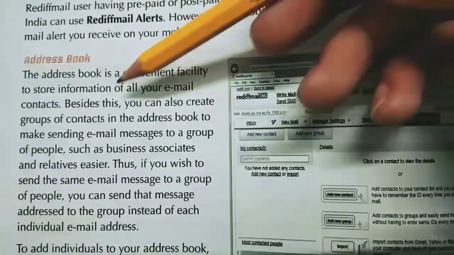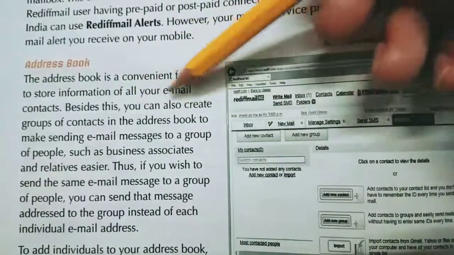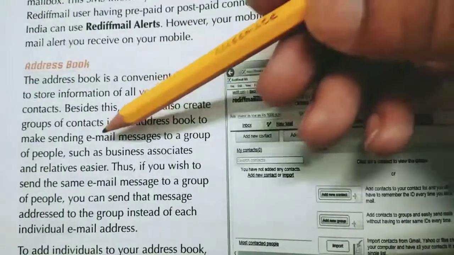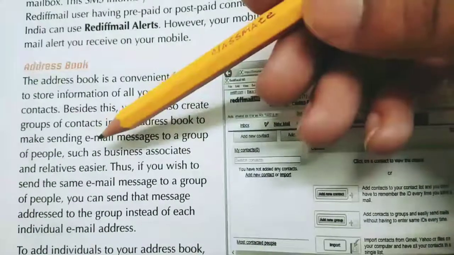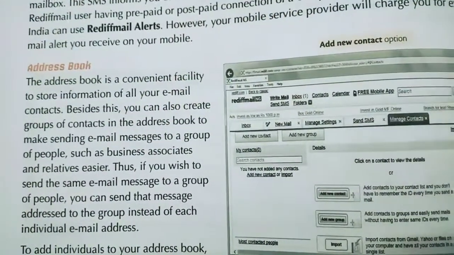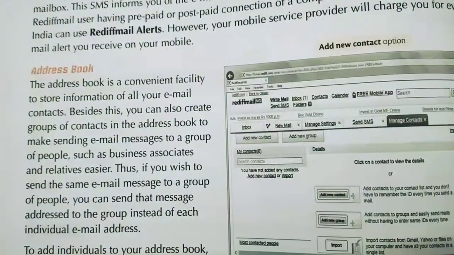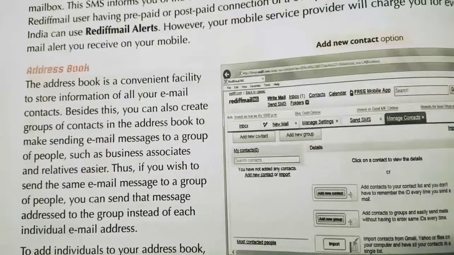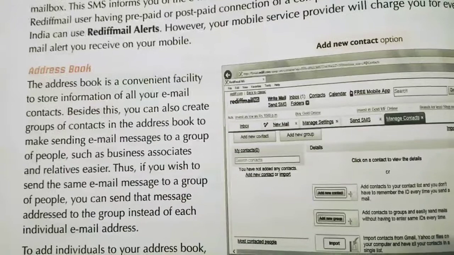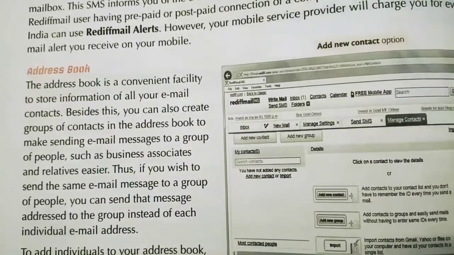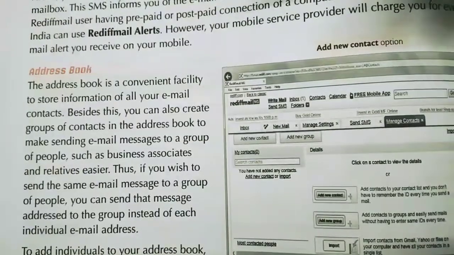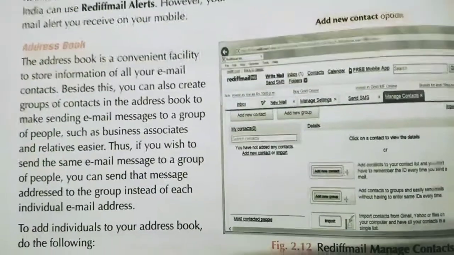Besides this, you can also create groups of contacts in the address book to make sending email messages to a group of people, such as business associates and relatives, easier. By saving your email addresses in a contact address book, it makes it easy to send emails to anybody, your relatives, business associates, or for group messaging. So you can do it very easily.